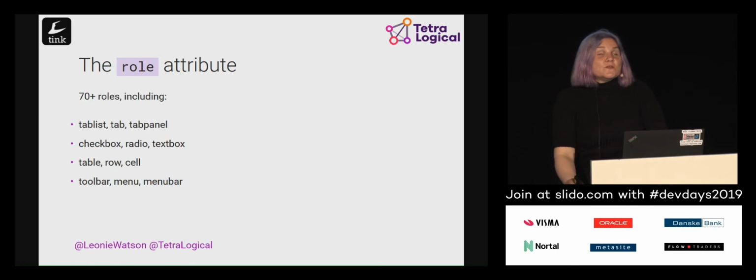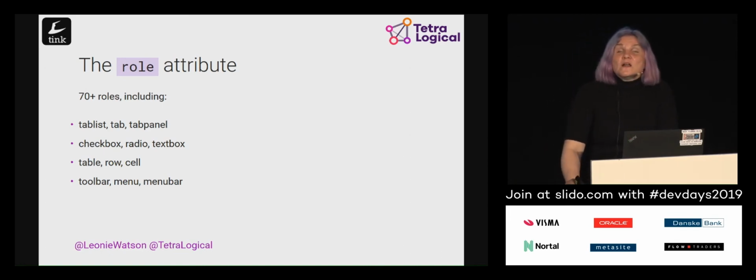One way is to use the role attribute, and there are more than 70 different values we can give this. Pretty much any user interface component you might want to design has got a role, whether it's something simple like a checkbox or a radio button, or something more complex like a set of tab panels, a progress bar, a toolbar, a menu bar. There are roles, sometimes one role on its own, sometimes many roles that work in combination, that can help you create these simple through to very complex interaction components.